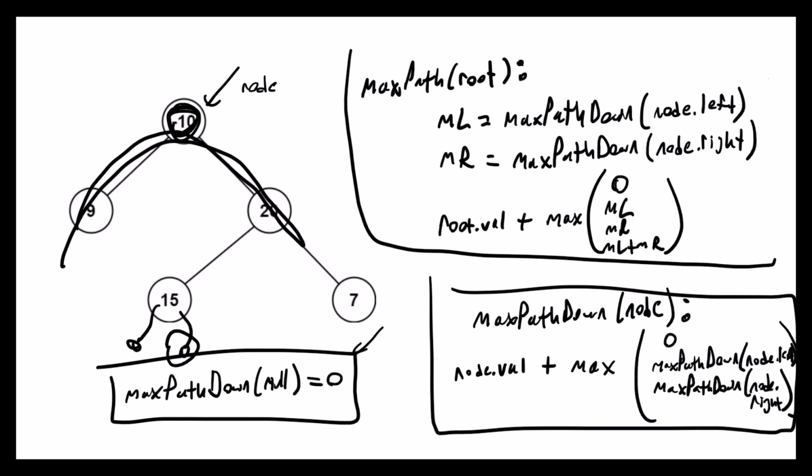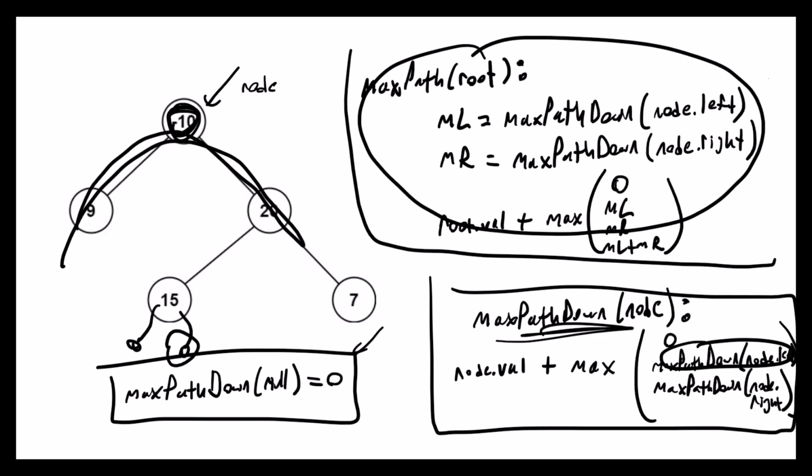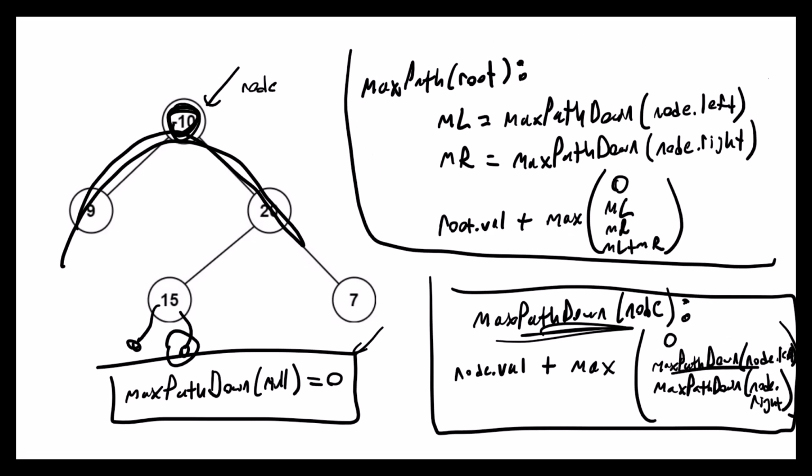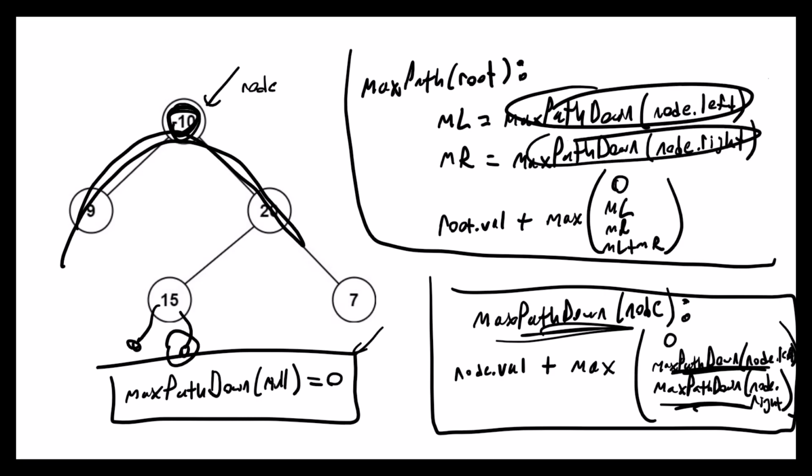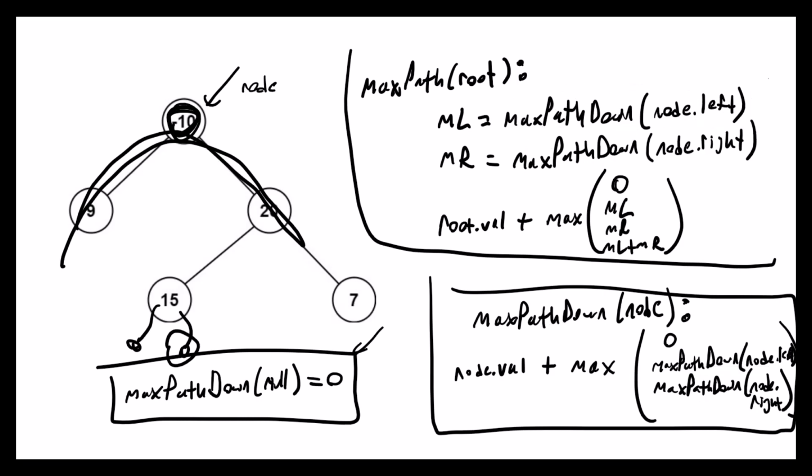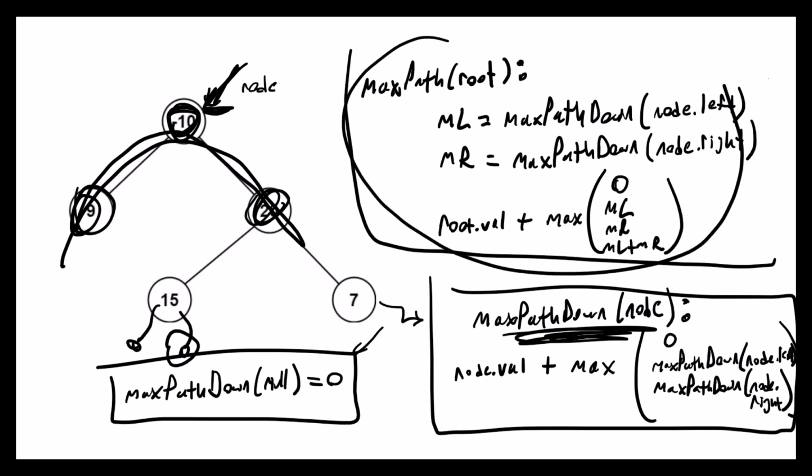And we can hijack this function because it's kind of computing everything we wanted in order to find this function up here. It's computing the max path down of the left and right nodes, which is exactly what we needed up here. And because this function is recursive, it's going to go down the whole tree and compute these things. You know, it's not just going to compute them for the root node. So we can just hijack this function to find the thing we want.